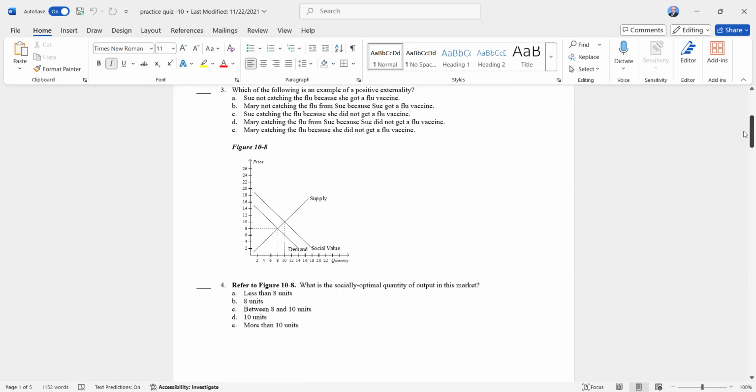Number 4. Which is the socially optimal quantity of output in the market? The first thing is where it says demand, I might put MPB, the marginal private benefit. The second one is the marginal social, and supply could be MSC slash MPC, because when you buy yourself, the social cost and the private cost equal each other. So what is the socially optimal?